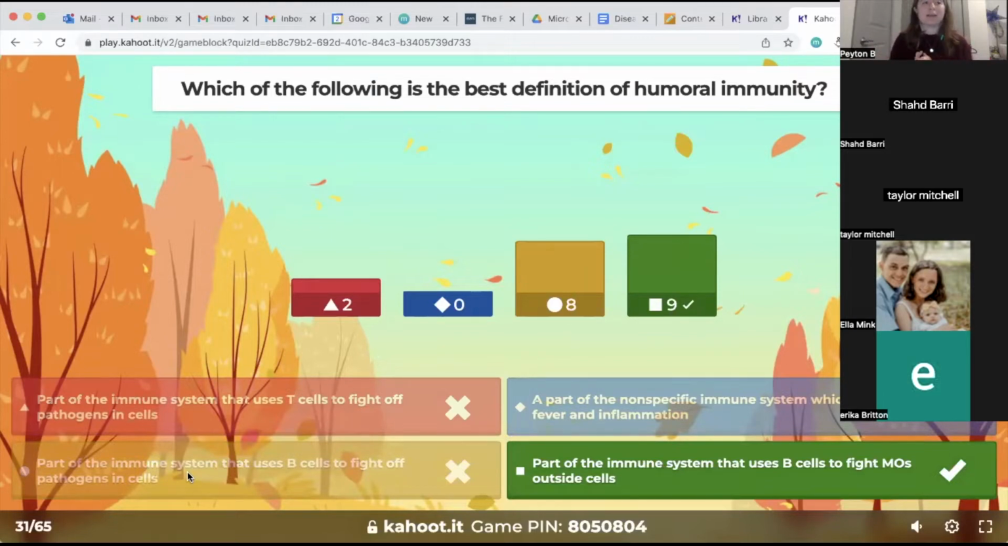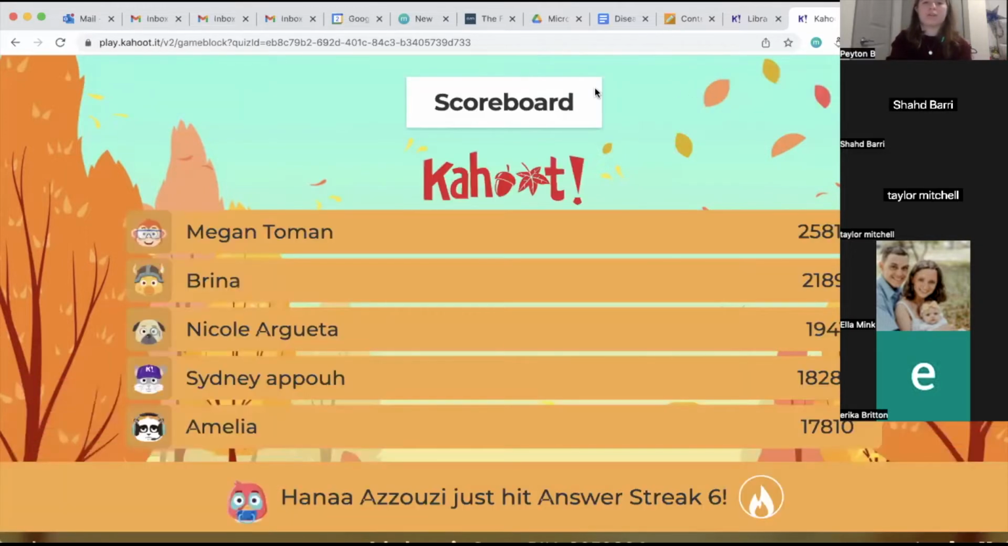This is timed, but a lot of you on your exams, there are easy answers, but you don't read the question all the way through. A lot of you picked the part of the immune system that uses B cells to fight off pathogens in cells. So yes, you got the B cell part right, but finish the question. It doesn't fight off things in cells, it fights off things outside of cells. So yes, this is timed, but make sure you're reading the question all the way through.